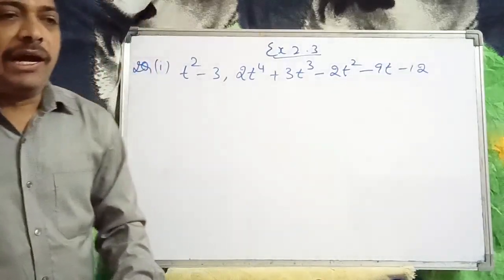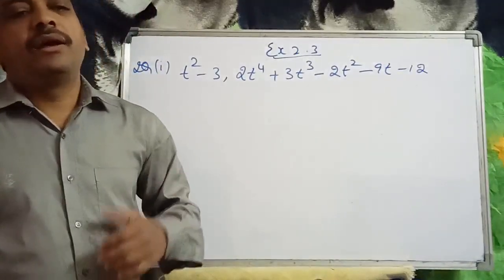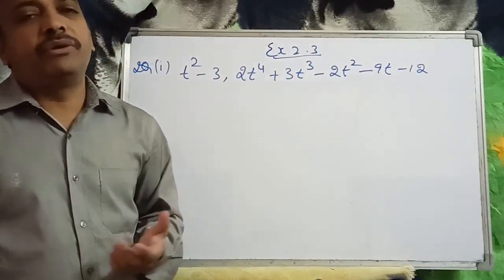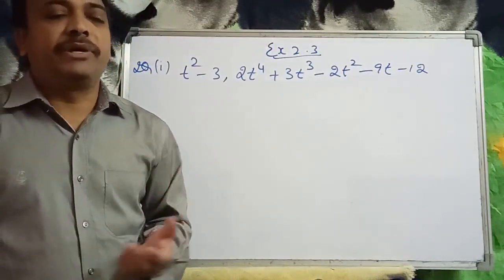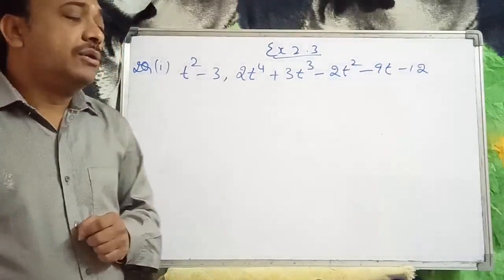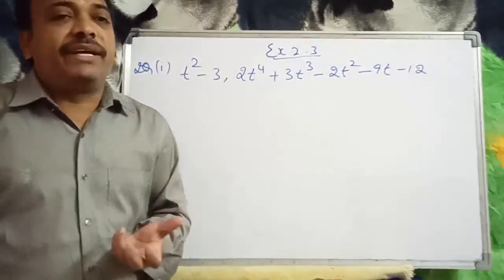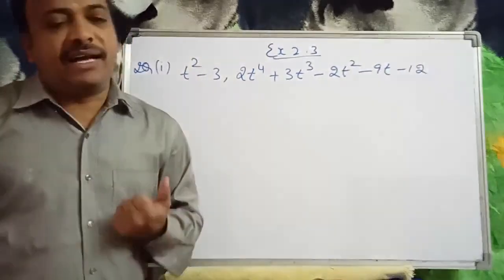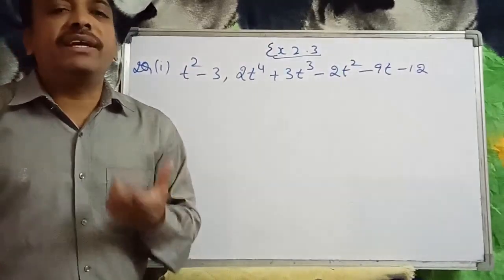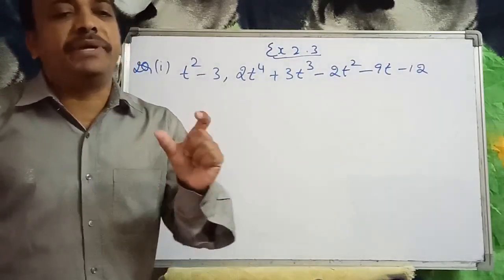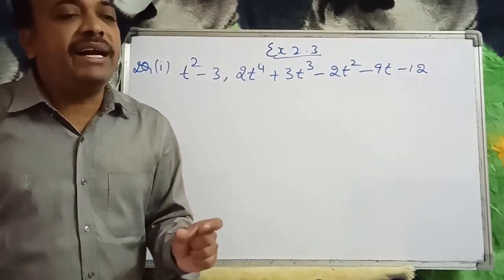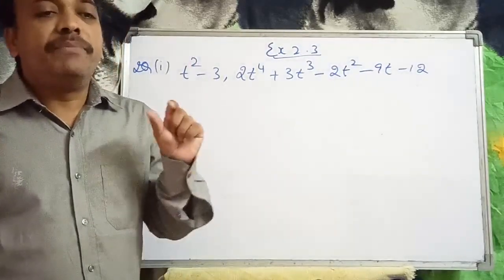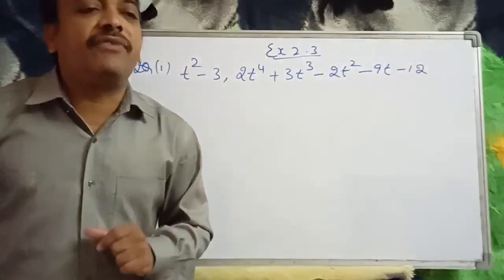Hi students, I hope you understood in the previous class how to divide the polynomial p of x with the polynomial g of x. So now while dividing, if you obtain the remainder as 0, then g of x is a factor of p of x. If you get remainder 0, then g of x is a factor of p of x.